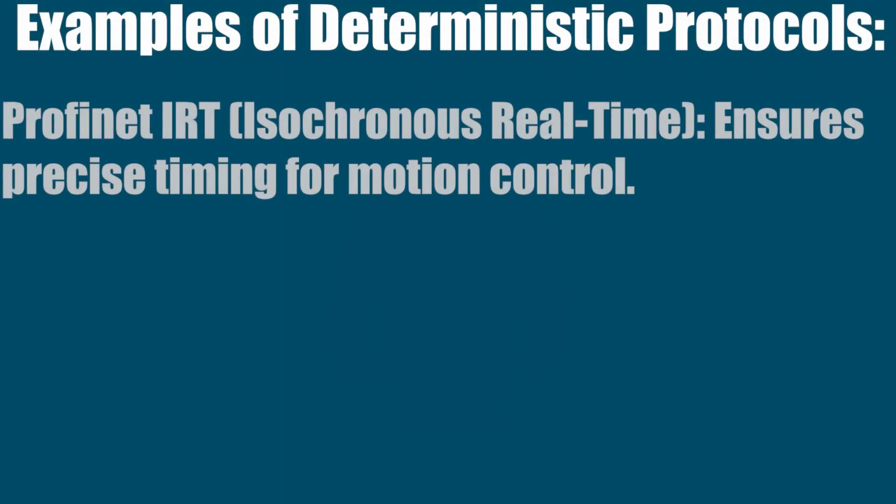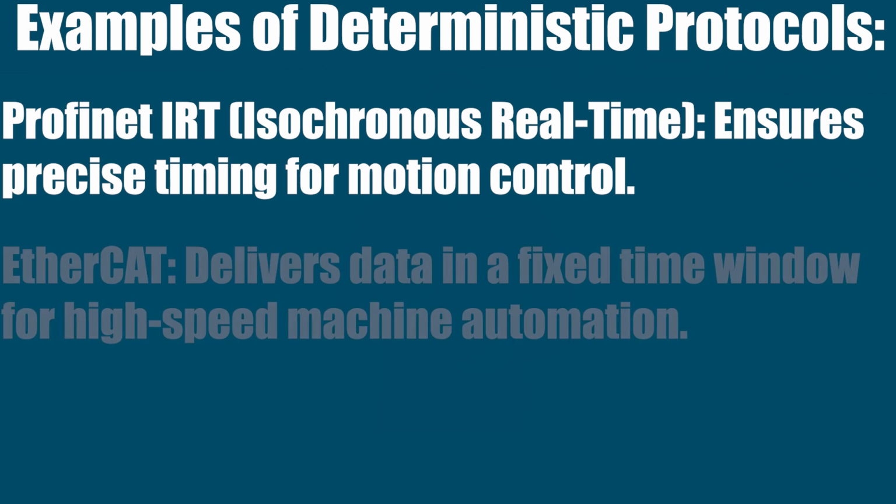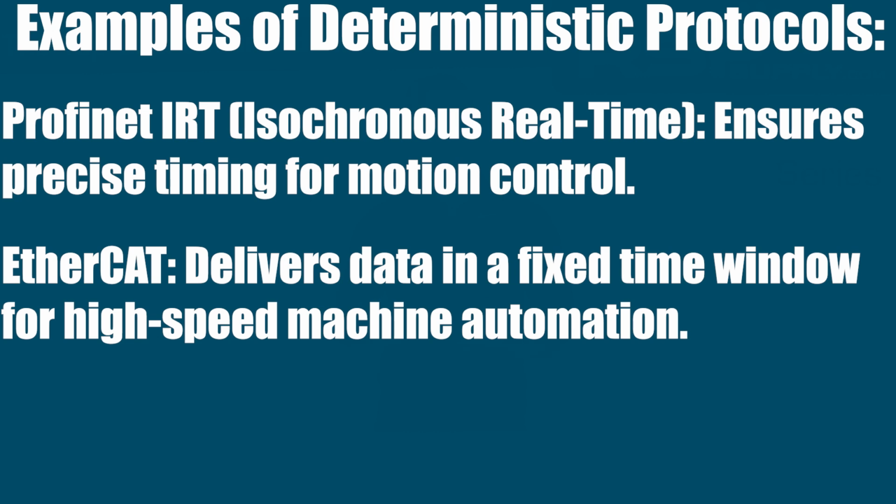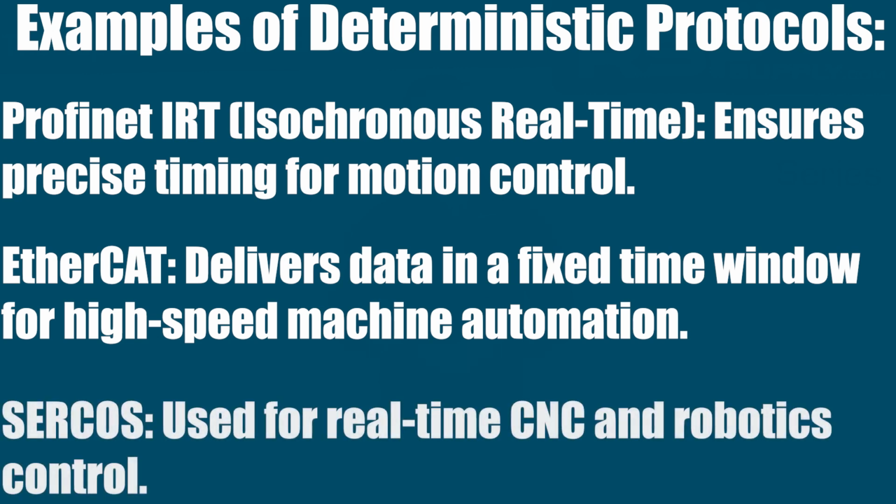So some examples of deterministic protocols, starting with Profinet IRT, which stands for isochronous real-time. It makes sure that there's precise timing for motion control. EtherCAT, that's another one, delivers data in a fixed time window for high-speed machine automation. Then you have something called SERCOS, S-E-R-C-O-S, used for real-time CNC and robotics control.